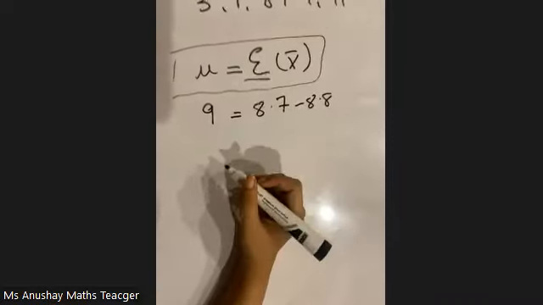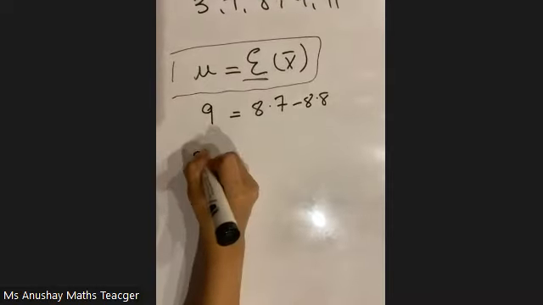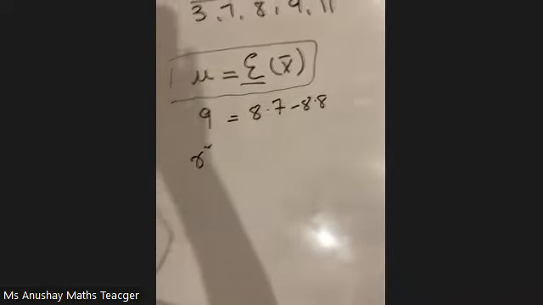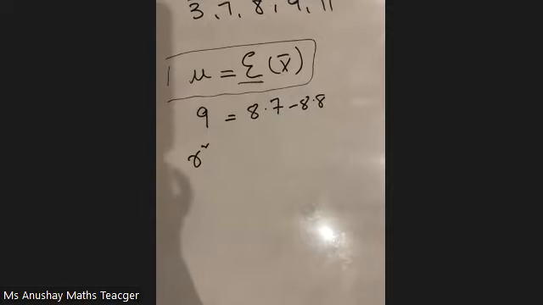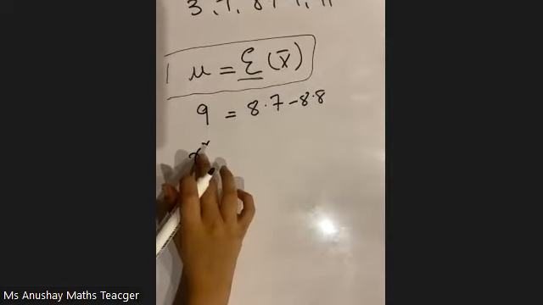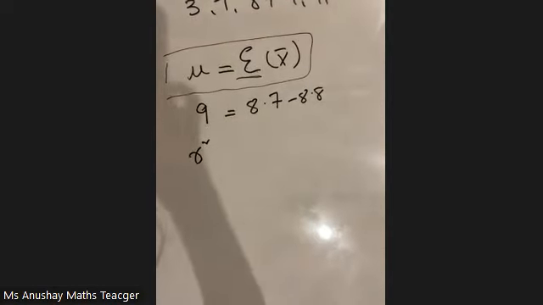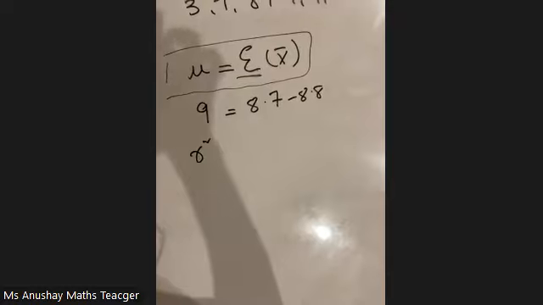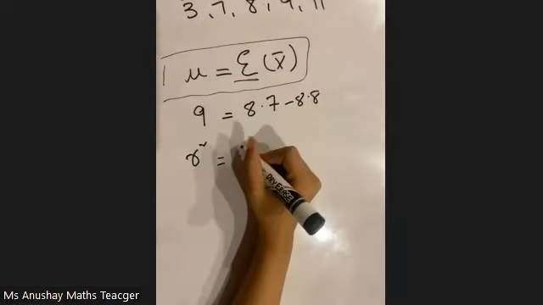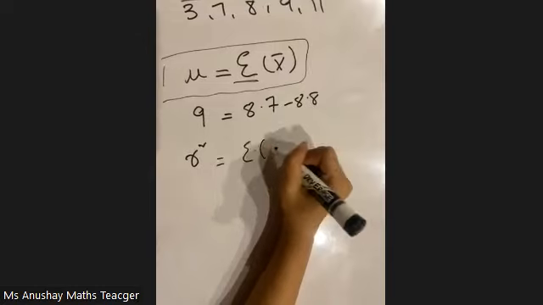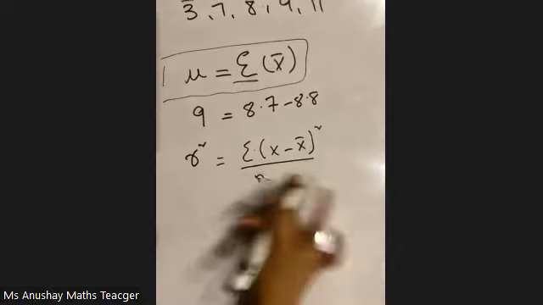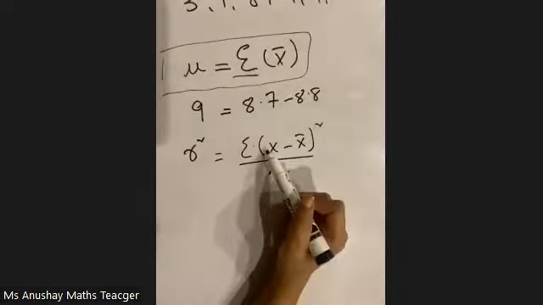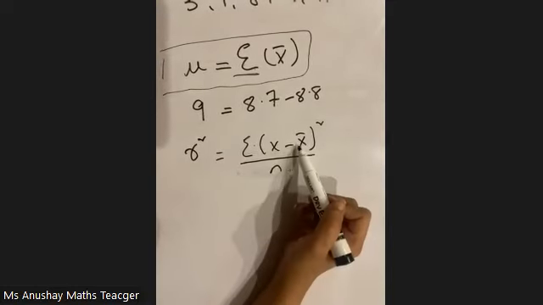So next is what we have to find out, the variance, okay? I told you the formula for variance in the last class. You remember? It was basically the estimation of summation of x minus x bar, squared, over n. So you understood how we find out the summation of x minus x bar, squared?